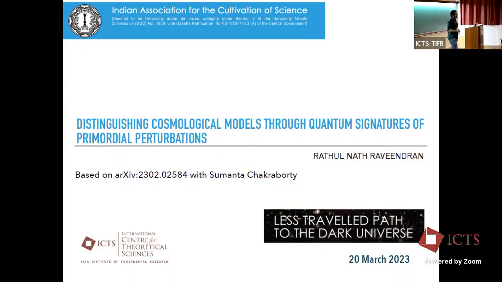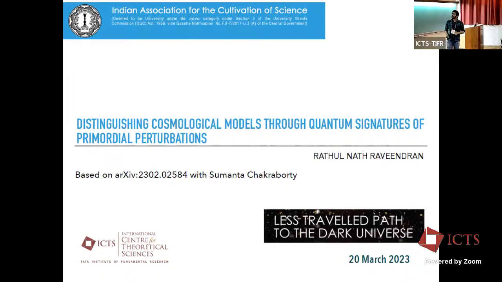So this talk basically discusses how to distinguish cosmological models. Cosmological models, I mean mainly early universe models like inflation or bouncing scenarios. More specifically, I will discuss how to distinguish single and multi-field models of inflationary scenarios using some quantumness of primordial perturbations. So this is what I am going to discuss. This talk is mainly based on a work recently put on arXiv with Sumanto Chakravarti.